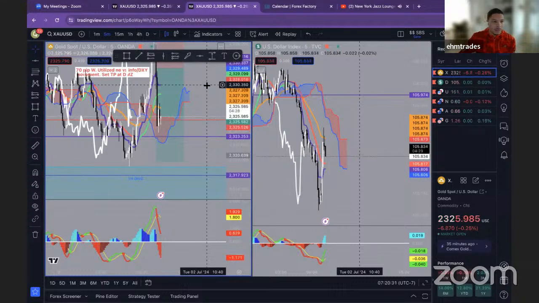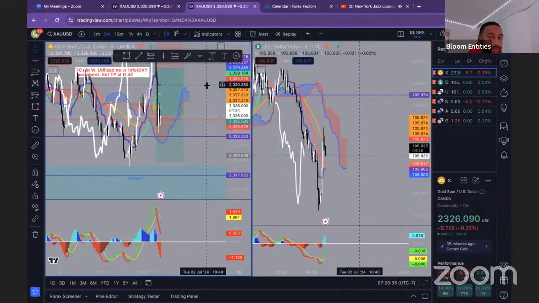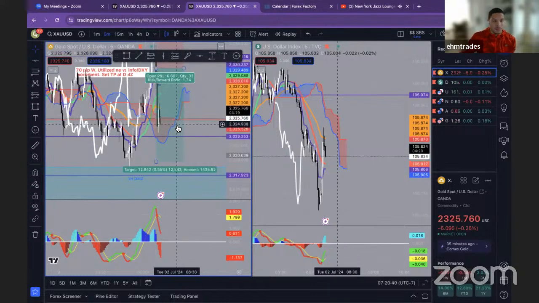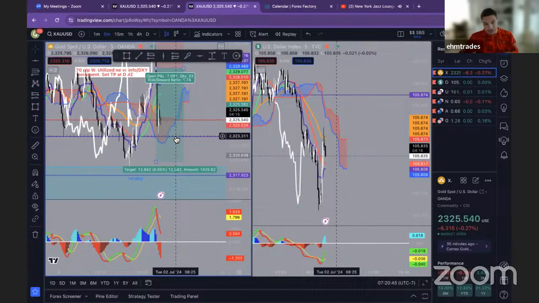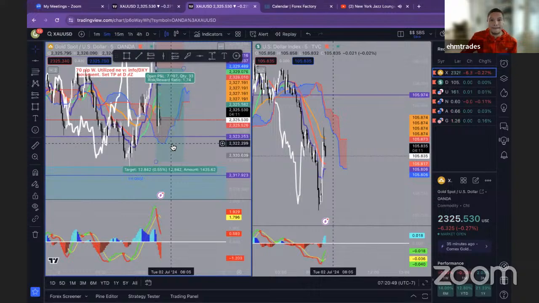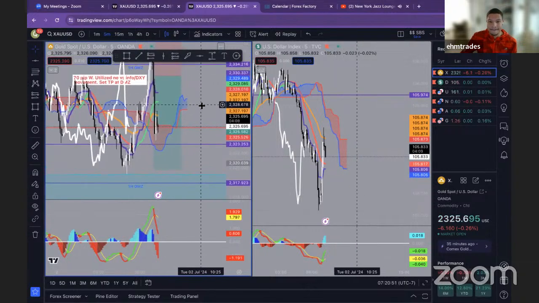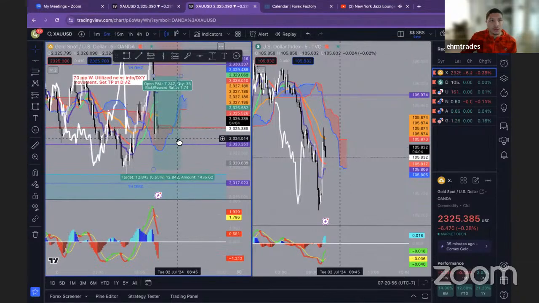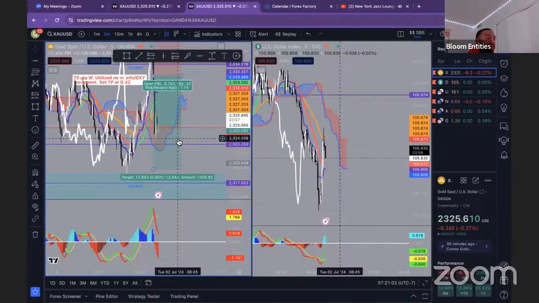But I want to be patient. I want to be patient, Pete, on this entry. And I'll actually slide this up to 23.24, because I don't like how close 23.22 is to my decision making zone. So 23.24 will get me right at 100 pips. It'll get there.